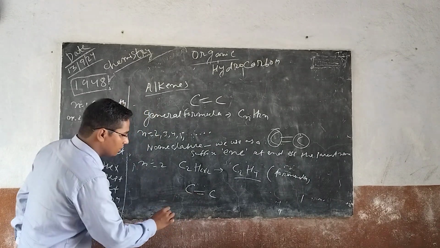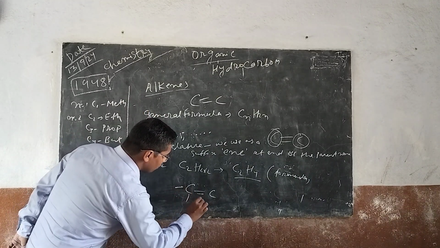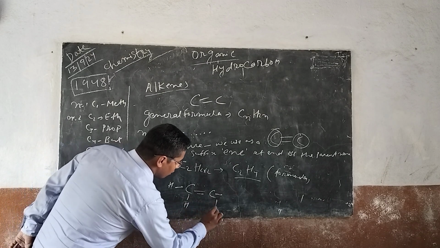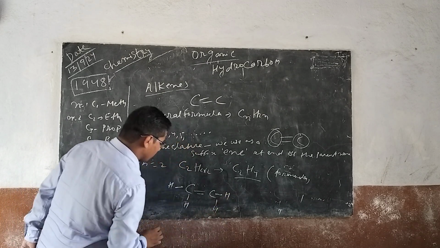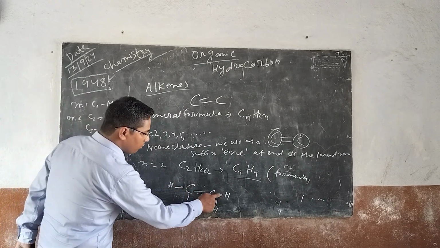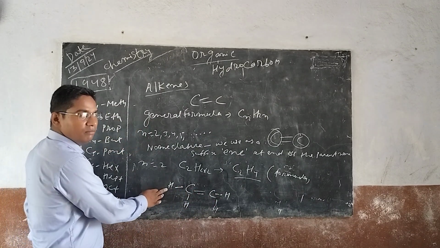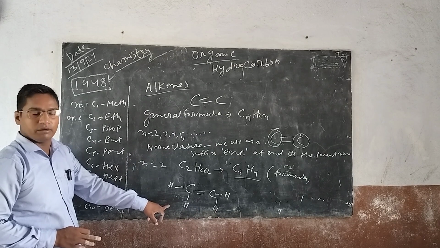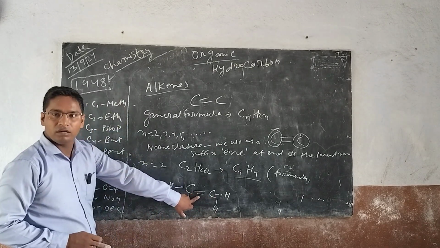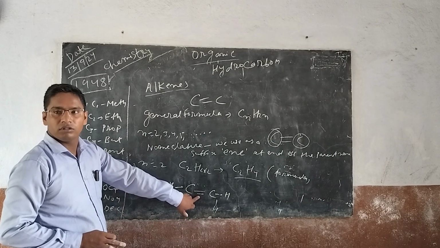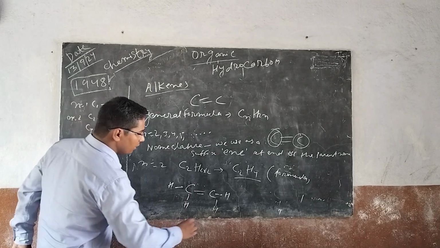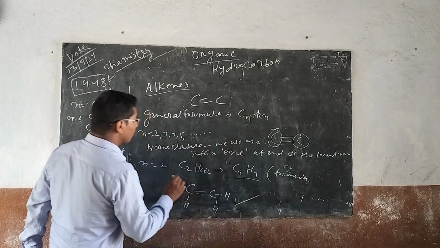All the rest of the bonds we have to put down, because carbon has to complete 4 bonds. 1, 2, 3, 4. How many hydrogen atoms? There are 4 hydrogen atoms, 2 on each carbon, and between the carbons there is 1 double bond, at least 1 double bond. This is the structure of alkene.